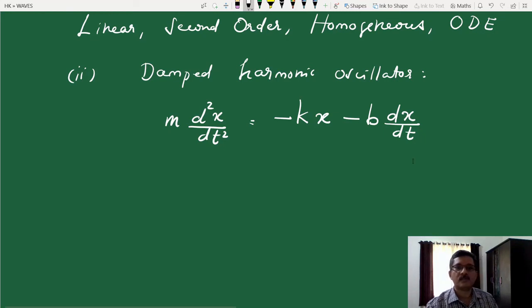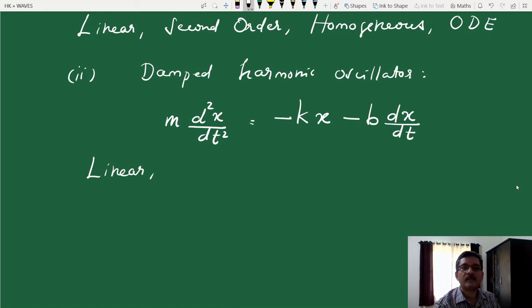Again, in every term, look at the power of the unknown function or its derivative. Look at d square x by dt square, its power is 1. Look at x here, its power is 1. Look at dx by dt, its power is also 1. So power is 1. So this is a linear equation. This is linear.